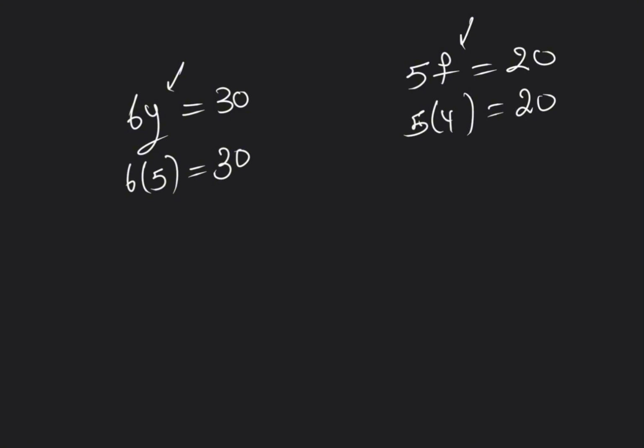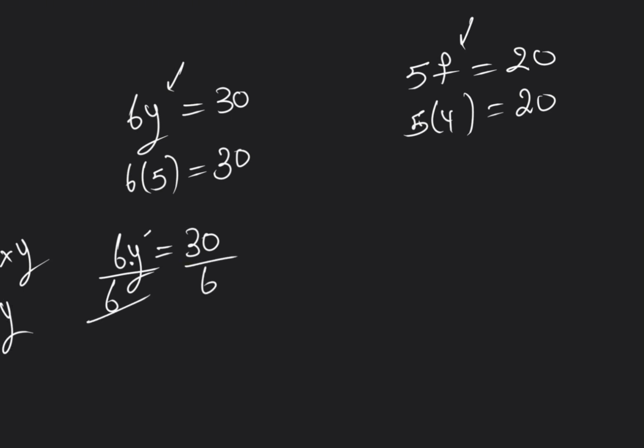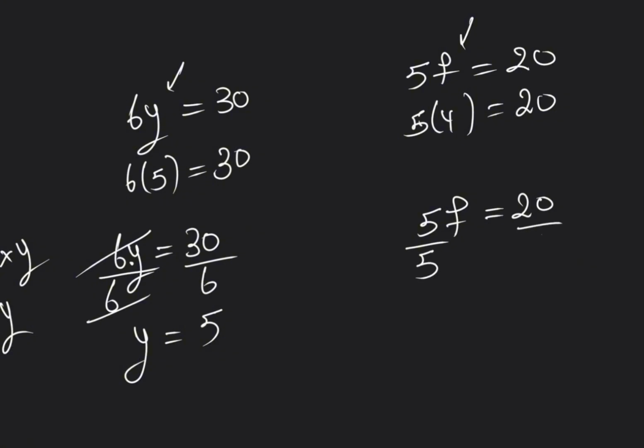So to solve this kind of equation, we say 6y equals 30. That means the operation between them is multiplication. On the coefficient here, 6, we are going to cancel 6. So if we divide by 6 here, we are going to divide by 6 here. So 6 will cancel the other 6. So y equals 30 divided by 6 equals what? 5. And here the same thing, 5f equals 20. So we are going to divide by 5, divide by 5. So f equals what? 4.